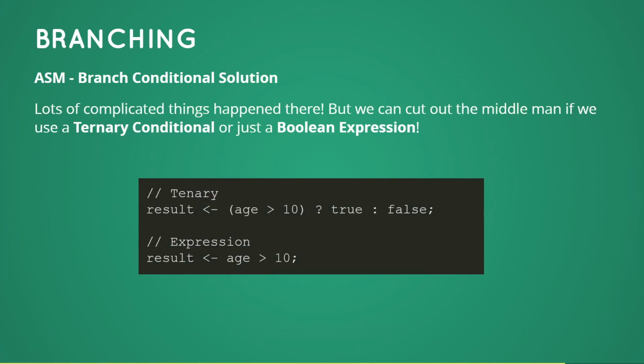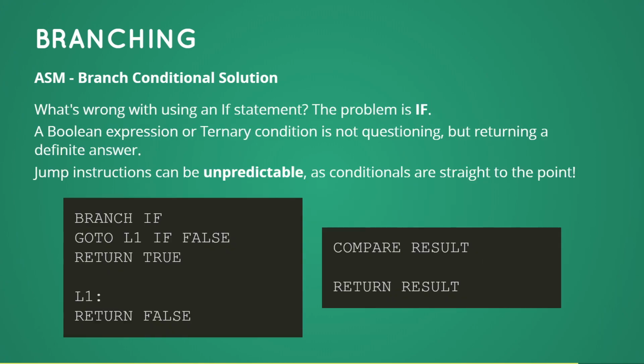Now we can improve this greatly by using a ternary operator, or we can just use this expression which will evaluate true or false. The problem of if statements is, a Boolean expression or ternary condition is not questioning, but returning a result or a definite answer. Jump instructions can be unpredictable, remember that, as conditionals are straight to the point.